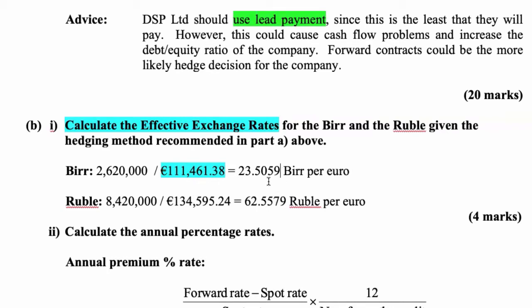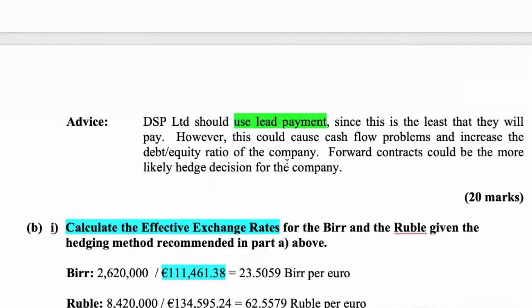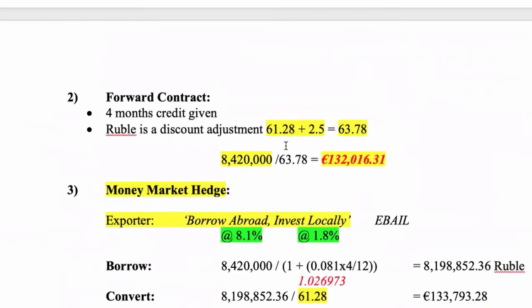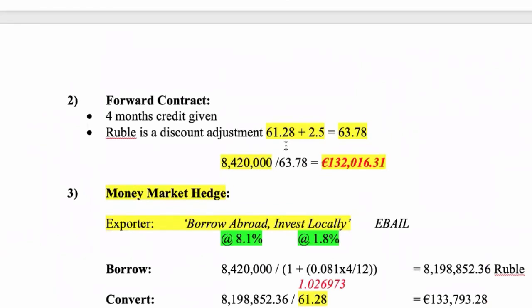It doesn't exist, but we effectively created it by using the hedging method. With the ruble, we were to receive 8.42 million. Again, I don't know what we actually chose, but you just go back to your solution and see which one you actually chose to be the one. As an exporter, you want to be receiving the most.